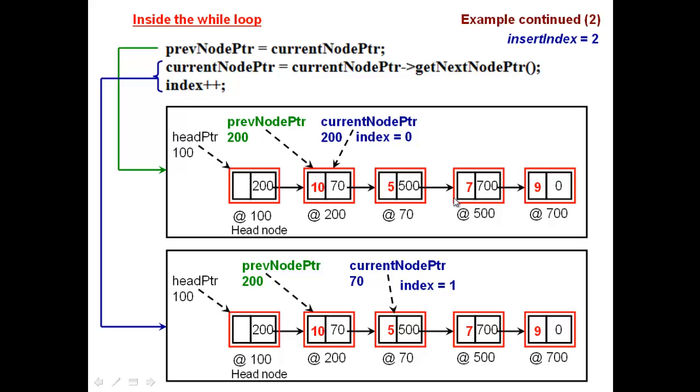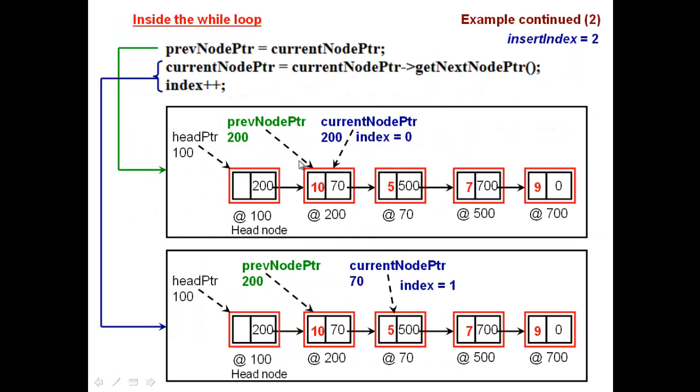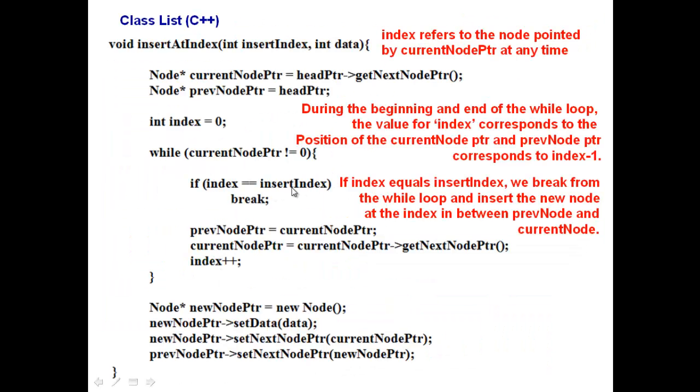So now again, in the beginning of the loop, as a condition, we check if the current node pointer is null or not. The current node pointer is not null, it is 70. So we get inside the loop and check if index equals insert index. Index is 1, insert index is 2. We have not yet reached the index, so we can continue moving further down.